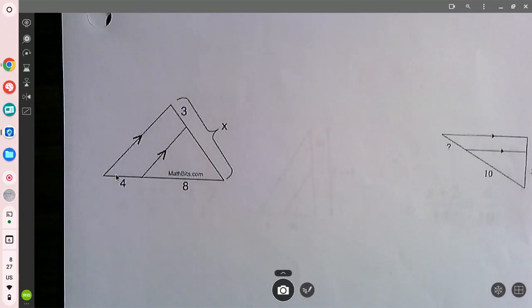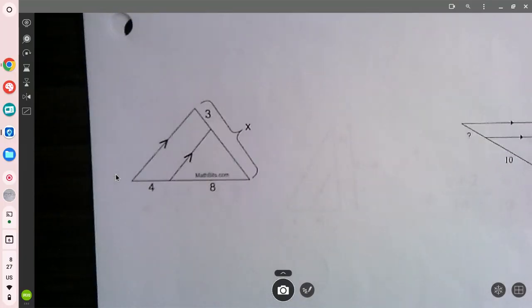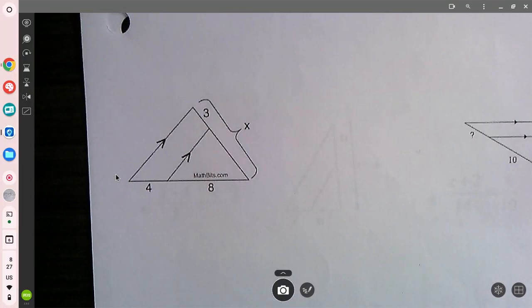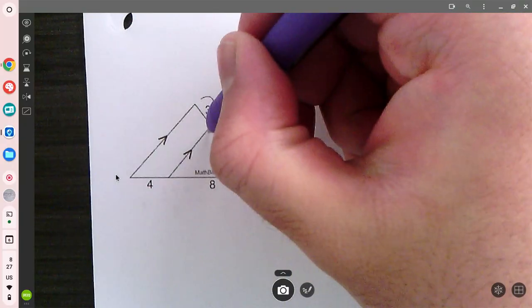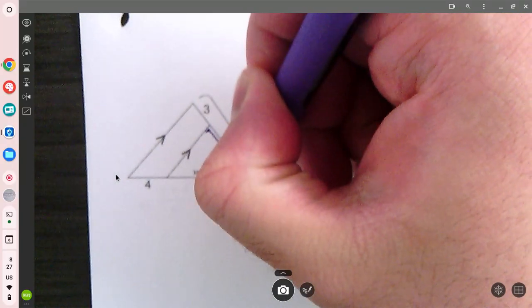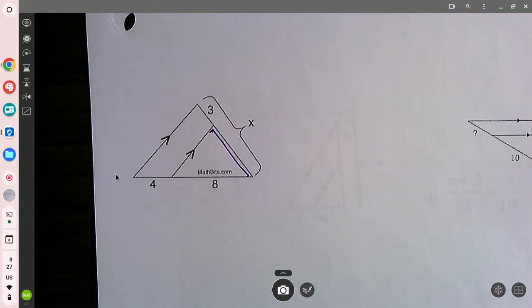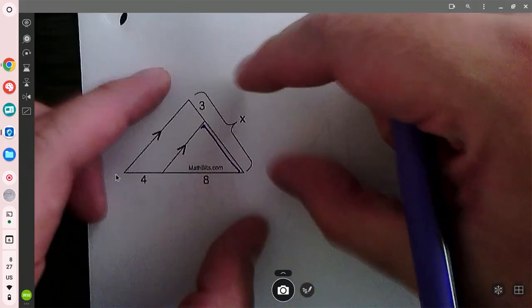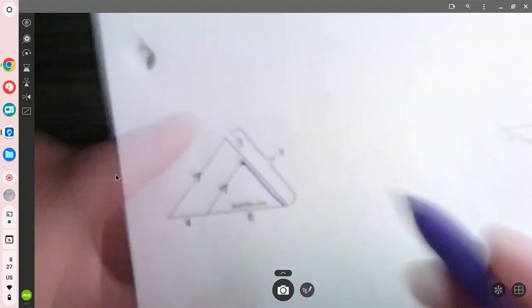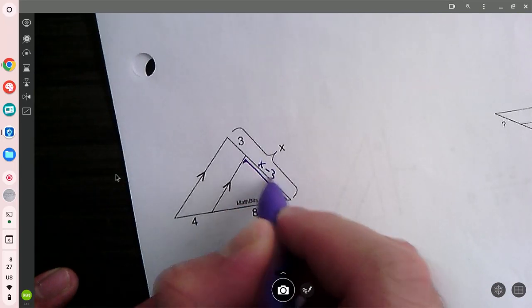All right, so we need to figure out that missing variable x, which is the whole distance. So again, what would be this distance right here, from here all the way here? In respects to x, and the 3. Right, x minus 3. So good. This would be x minus 3.